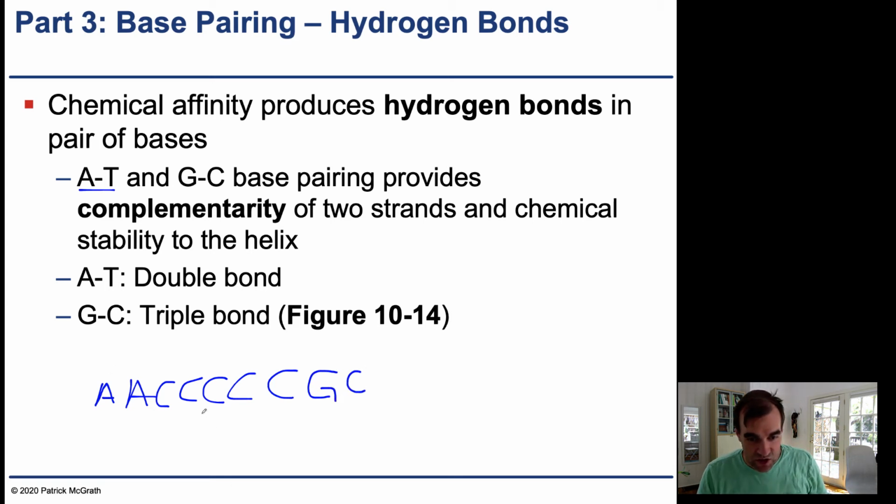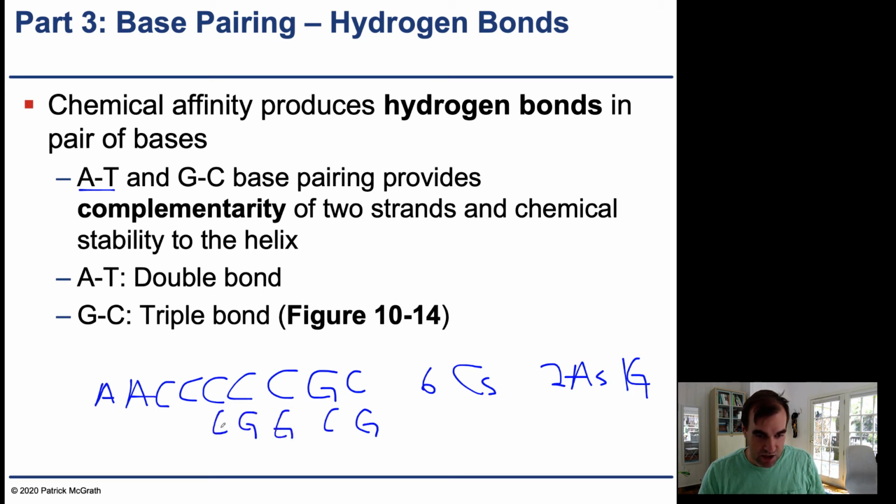So in this case, we have a strand that has a lot of C's. So 1, 2, 3, 4, 5, 6 C's. This has 2 A's and 1 G. But the complementariness means that if we now draw the opposite strand, this would be a G, C, G, G, G, G, G, T, T. And so we would have 6 G's here, 2 T's here, and 1 C.